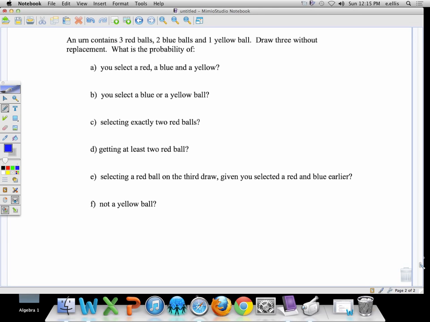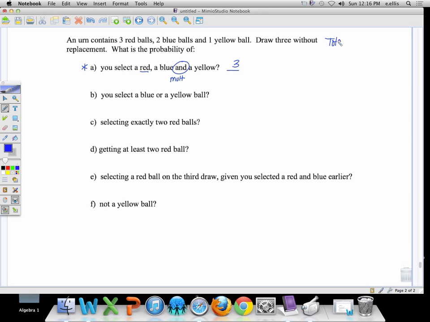All right, so let's mix them all up here. An urn contains 3 red balls, 2 blue balls, and 1 yellow ball. You draw 3 without replacement. What is the probability of, in part A, you want a red, a blue, and a yellow. And means you are supposed to multiply. So let's take them in order.